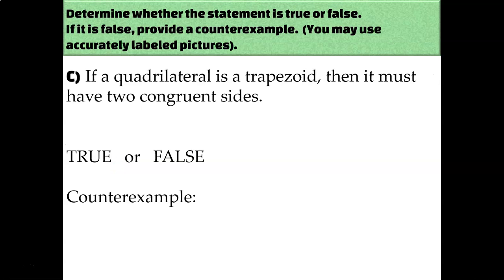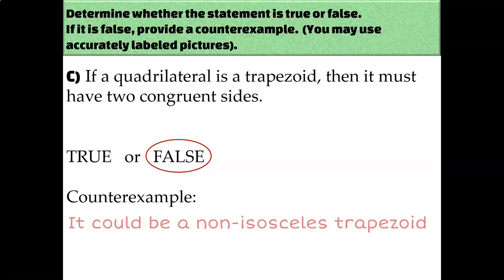If a quadrilateral is a trapezoid, then it must have two congruent sides. Is that true or false? It's false. It doesn't have to have two congruent sides. It only has two congruent sides if it's isosceles. So it could just be a normal trapezoid that is non-isosceles and therefore would not have two congruent sides.